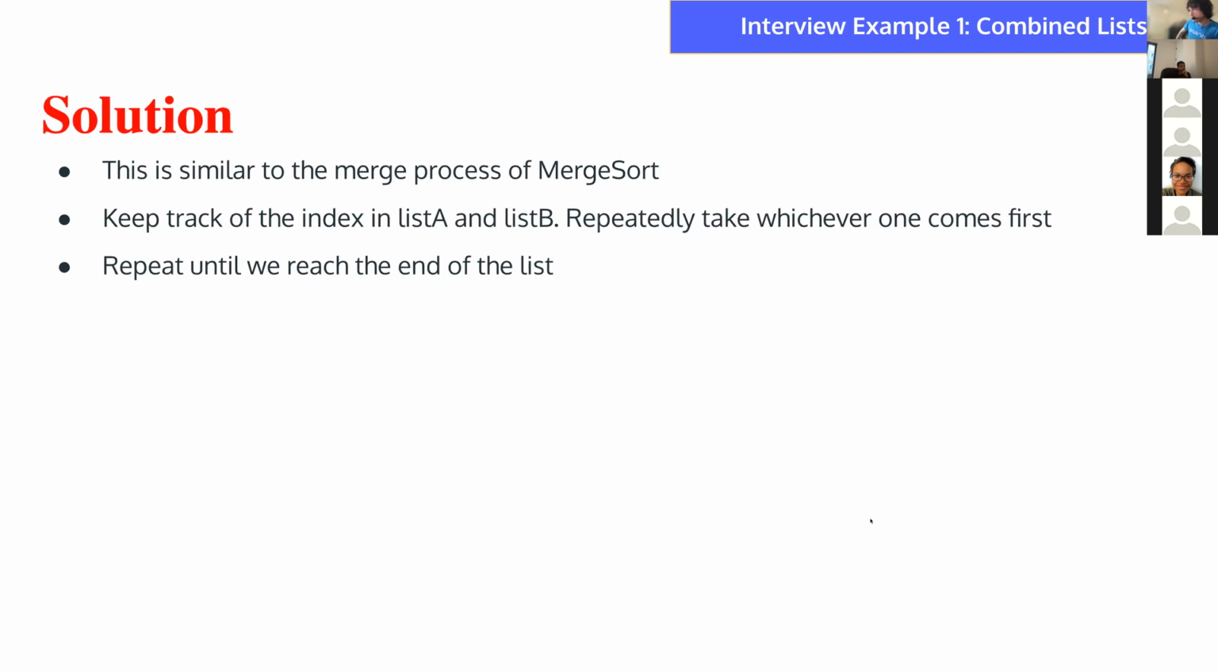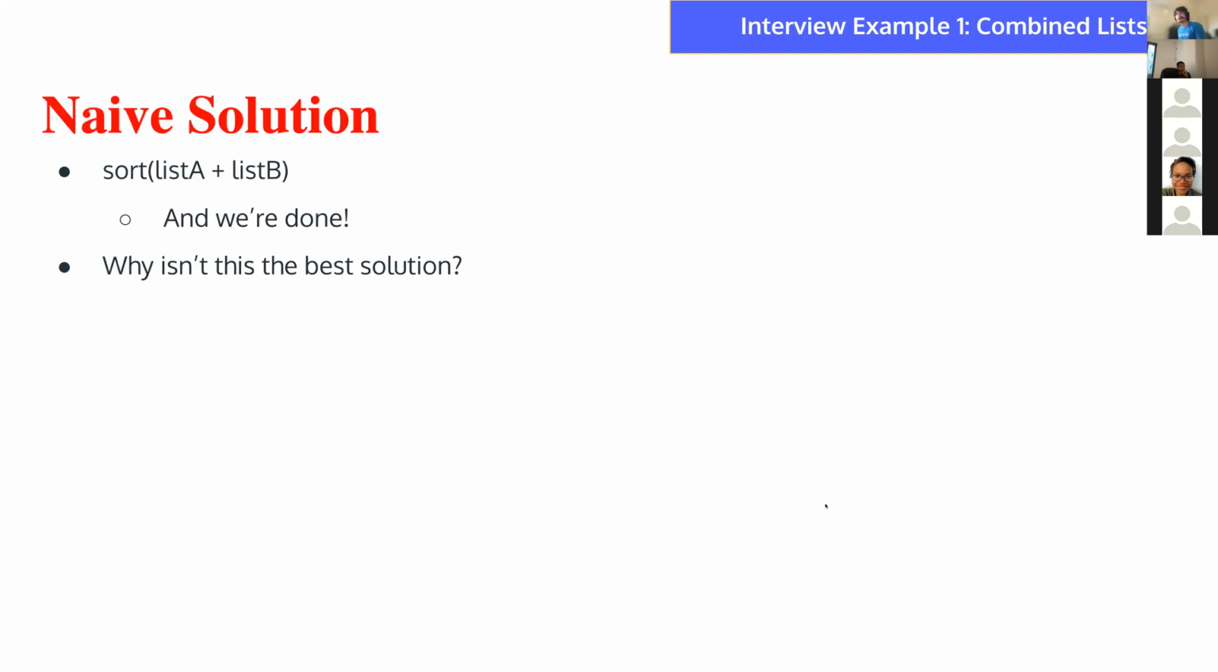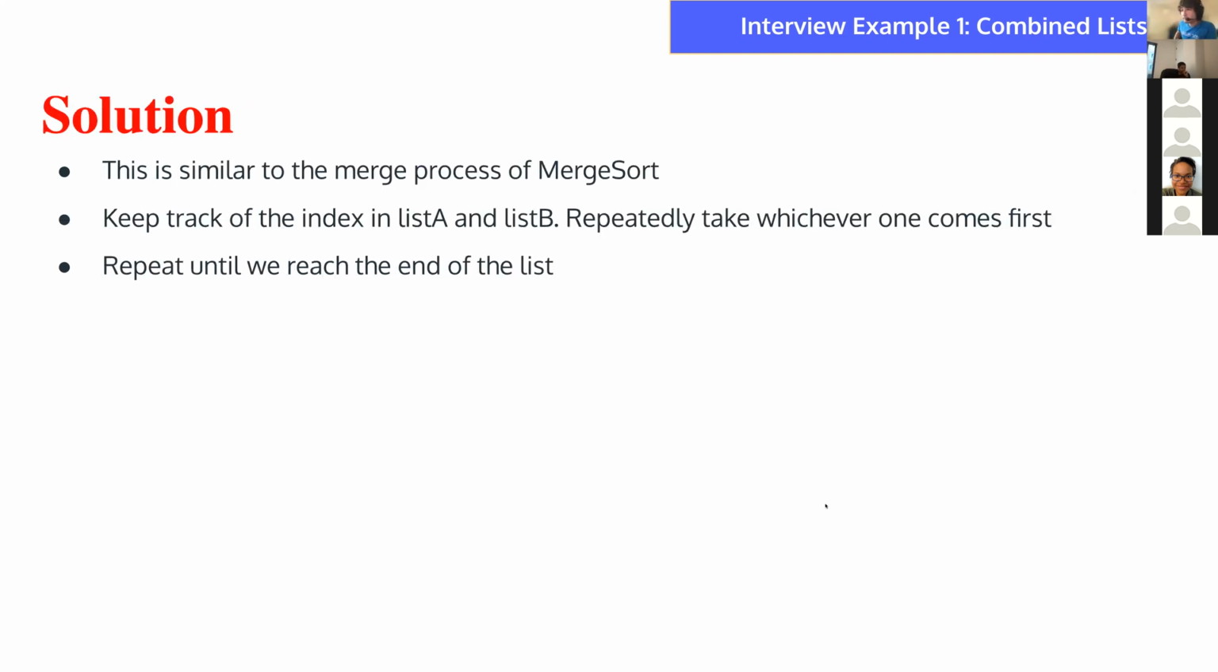Okay, so let's talk about the better solution. Go to next slide. As we talked about, this is very similar to the merge process of merge sort. So our goal is going to be to do the exact same thing. We're going to keep track of the current index in list A and list B, and we'll repeatedly take whichever one comes first. We'll keep doing this until we reach the end of the list. So that gives us something like what we see on the next slide.